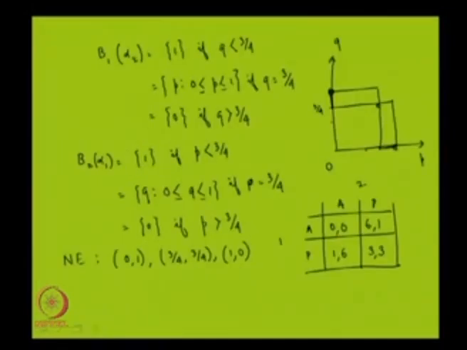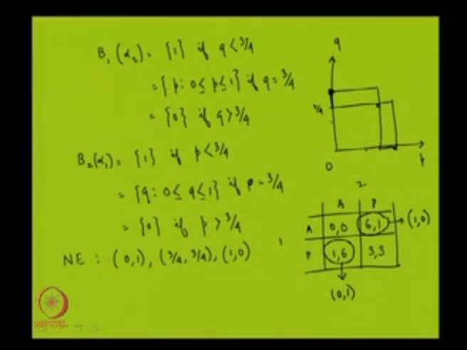Now it is obvious that this is a Nash equilibrium, because given the first player is playing P, the second player will not deviate, and similarly given the second player is playing A, the first one will not deviate. So these two are Nash equilibrium. And this is nothing but 0, 1, and this is nothing but 1, 0. And these are the Nash equilibrium we have seen here and here.